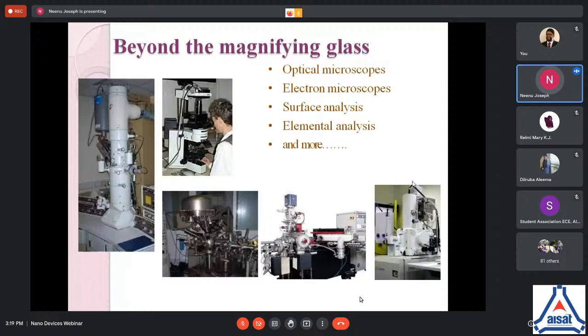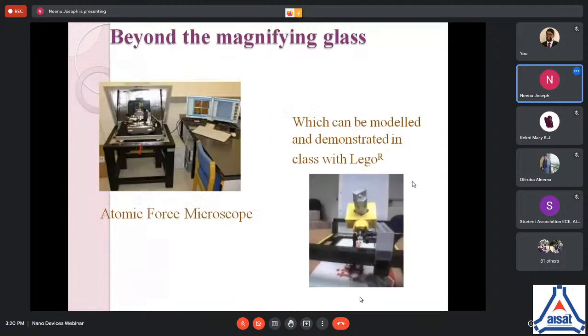Beyond the magnifying glass, these are the equipment used for nanotechnology. Optical microscopes use light technology or lasers. An electron microscope uses electron beams for surface analysis, element analysis and more. Some of the microscopes are given here, such as the atomic force microscope, which can be modeled and demonstrated in class with Lego.